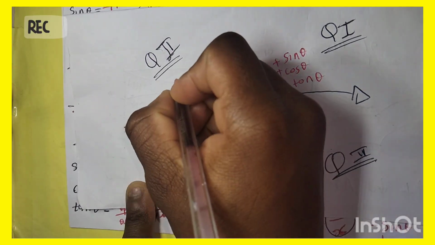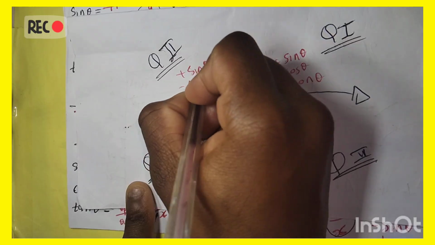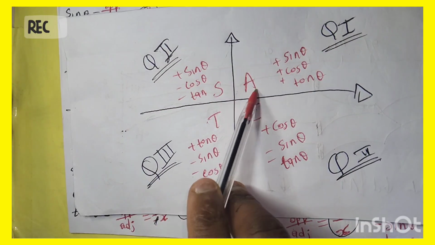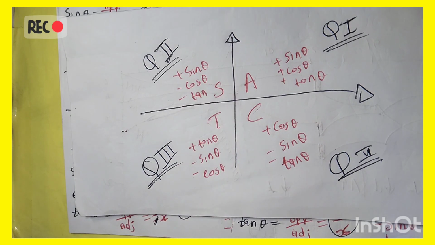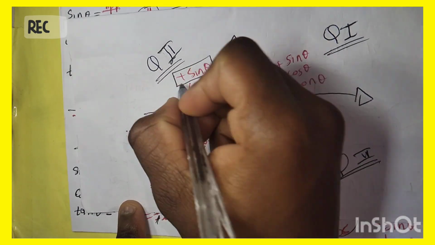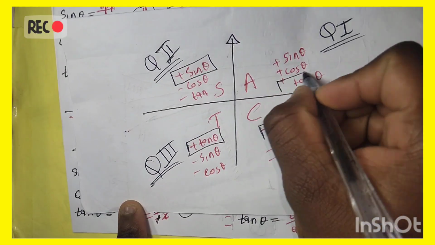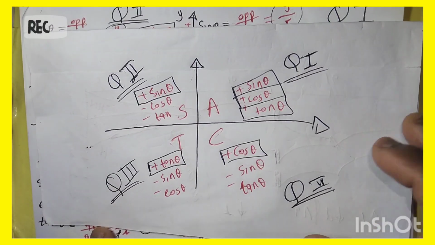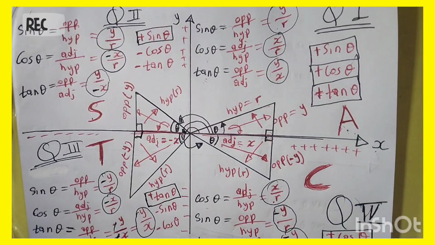Do you see? So that is the main thing, guys, about this lesson. Here, it's tan. In "All Students Take Coffee," it means that tan is the only sign which is positive. So now, guys, this is the end of this lesson. I hope you understood why we use "All Students Take Coffee." It's because of all of this process.